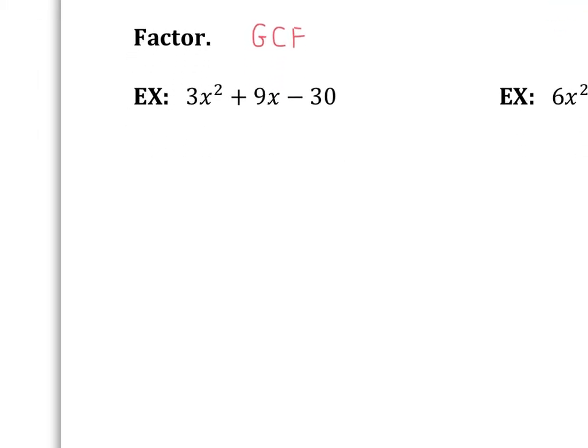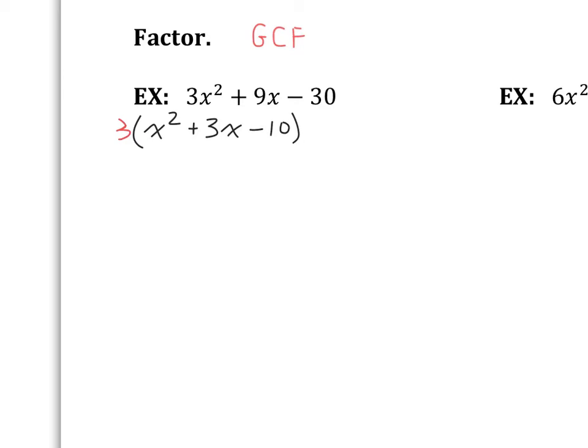All right, so this first one, 3x squared plus 9x minus 30. Again, we always look for a GCF. So what we should recognize is that they all have a 3 in common. So we'll pull a 3 out, and what are we left with? Well, we're left with x squared plus 3x minus 10.